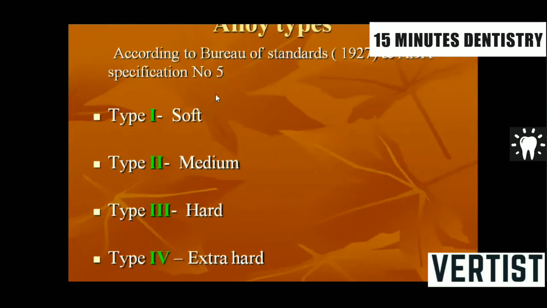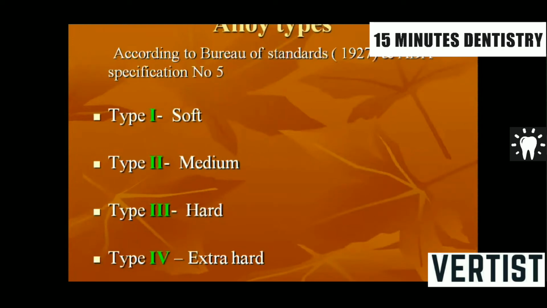This is according to the Bureau of Standards 1927 and American Dental Association specification number 5. Type 1, type 2, type 3 and type 4. There are 4 types of cast gold alloys. Type 1 is soft, type 2 is medium, type 3 is hard and type 4 is extra hard cast gold alloys. Now if you see type 1 to 4, the hardness is increasing.